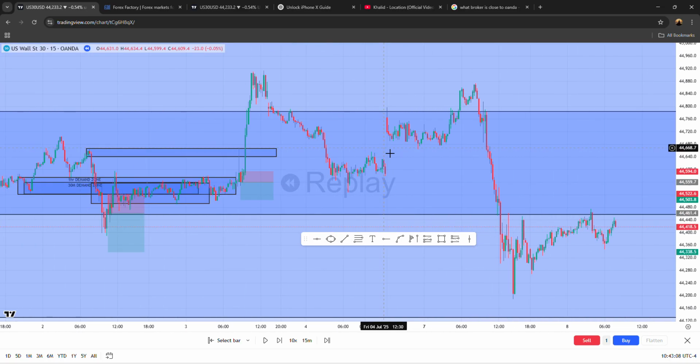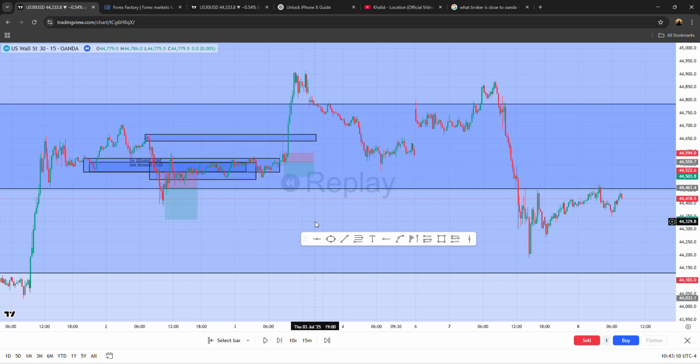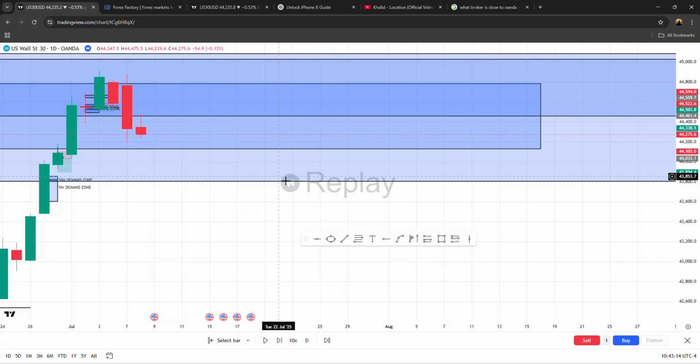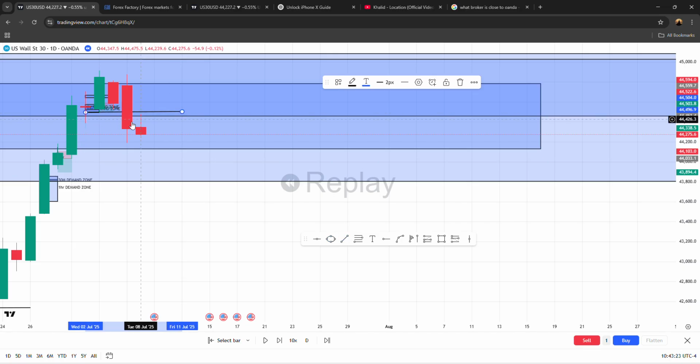I think I sold again. There's no way. Oh my god. Let me check the daily time frame. Okay, now price has broken towards the downside, so now we can actually be taking sells. Price broke towards the downside on the 7th of July. So on the 8th of July, I was looking for a sell.